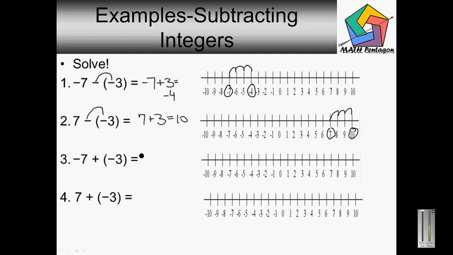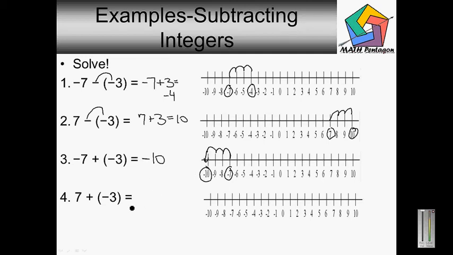Okay, let's go to the next problem. We have -7 plus a -3. A negative plus a negative equals a negative. So our answer is going to be negative. So that's like saying 7 plus 3 equals 10. So our answer would be -10. And we could check on the number line. We start out at -7. And we move 3 spaces to the left. 1, 2, 3. And as you can see, we landed on -10. So our answer is -10.